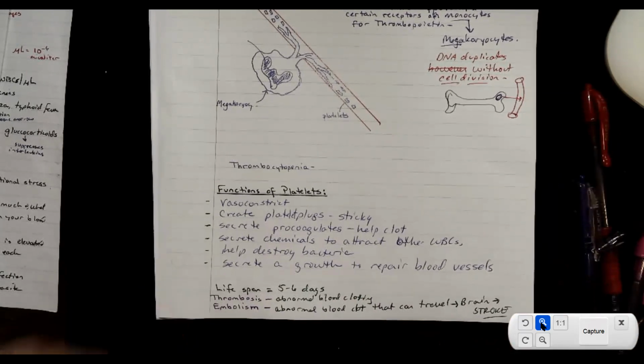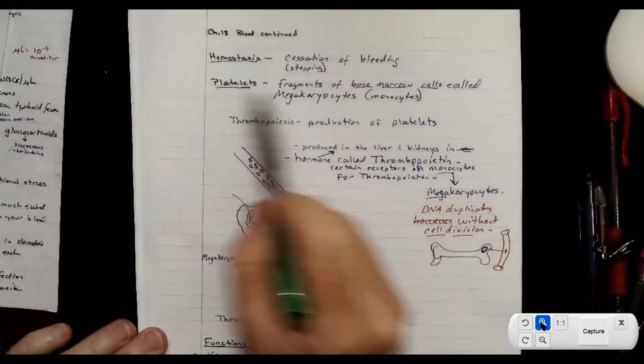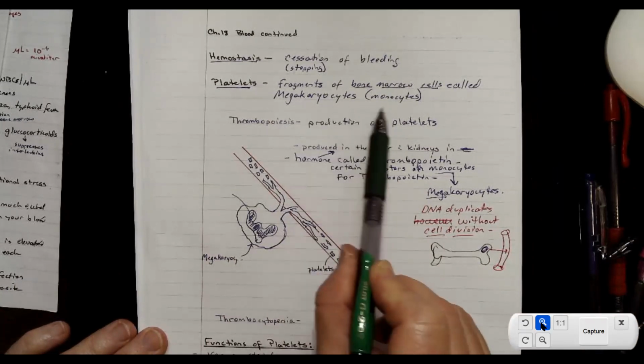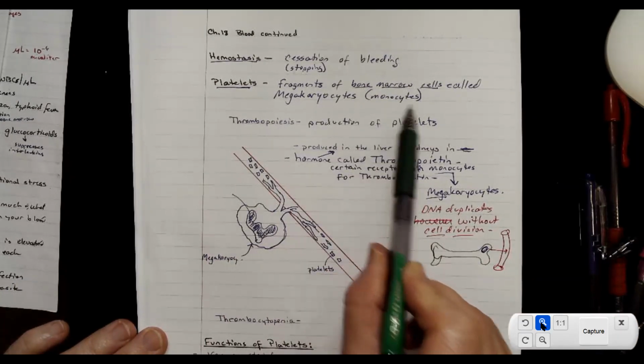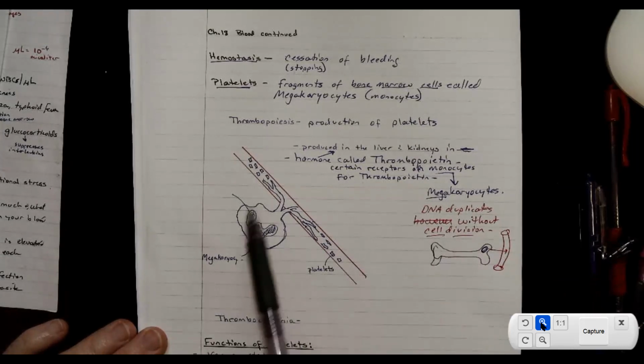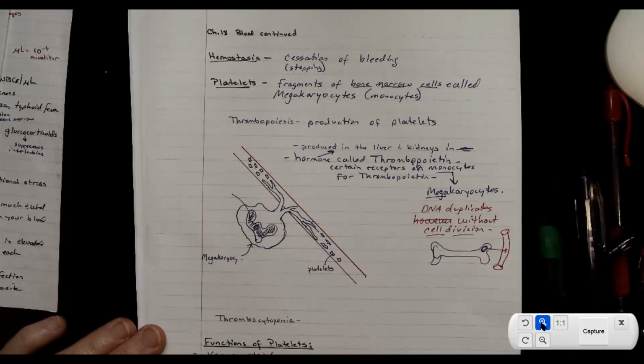All right, so just quick review. We have hemostasis, cessation of bleeding. Platelets are fragments of the megakaryocytes, which are from the cell's monocytes. Why do they get so big? DNA duplicates without cell division, so they cannot get out of the bone. So you can kind of think as the bone.